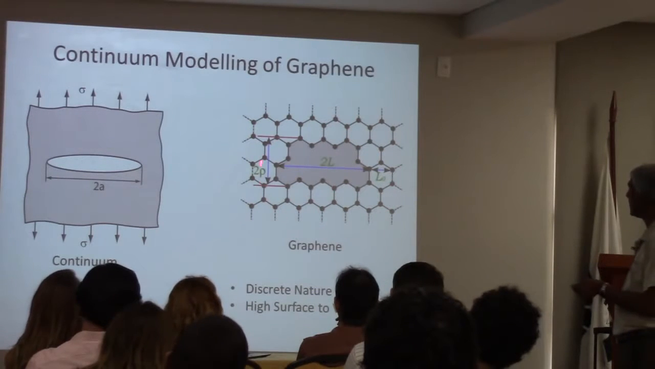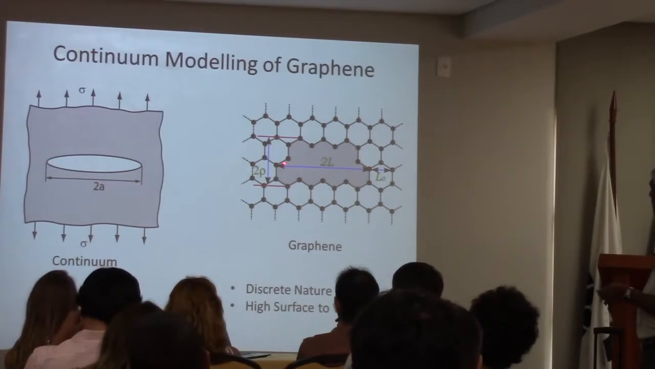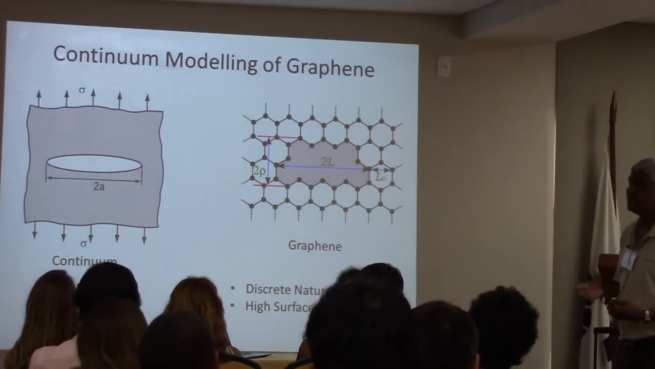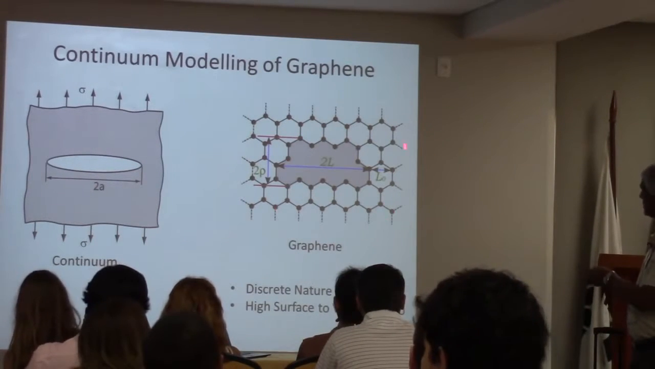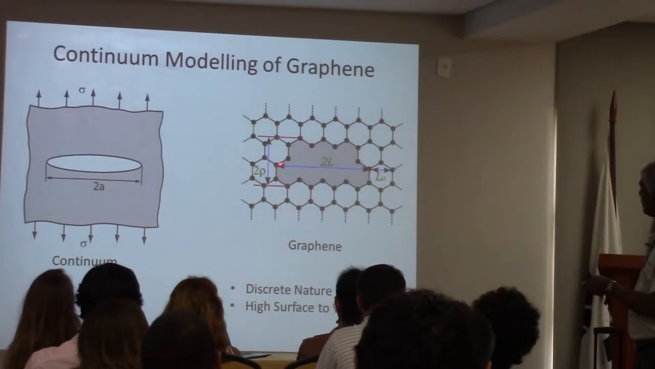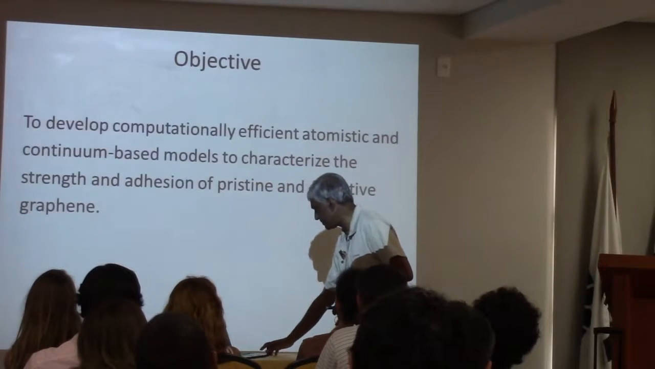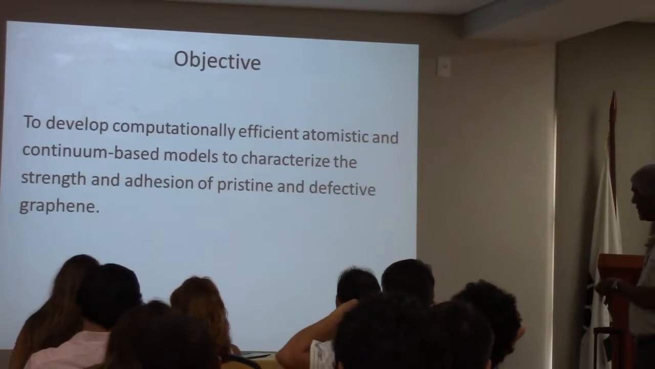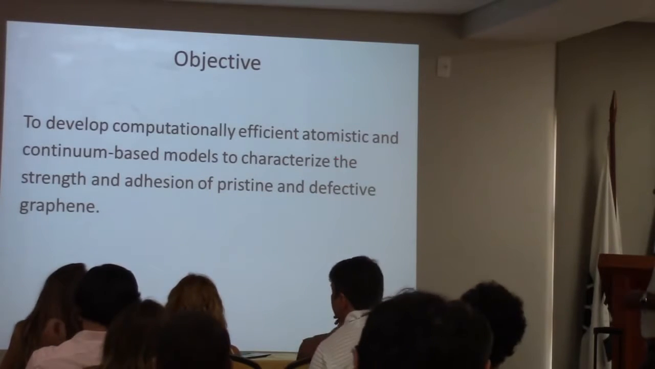So the idea is, can we extend a concept like that to nanomaterials? Say, for example, a simple graphene sheet, where a row of atoms is missing, which creates a kind of defect. If you start pulling this, what is the strength of a system like this compared to a perfect system, and how does that vary with this length and so on? Our objective is to develop atomistic models that we can simulate to understand the behavior of structures like this.